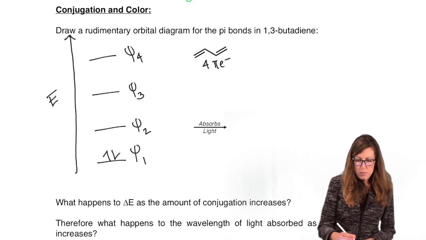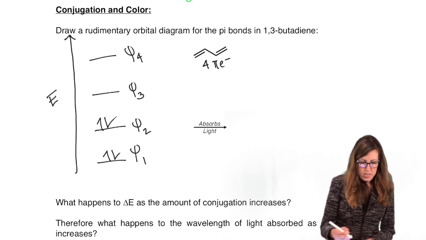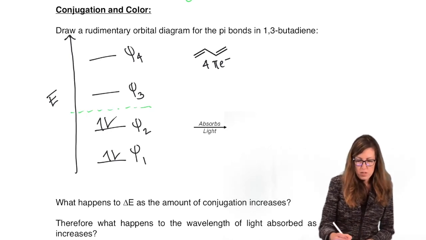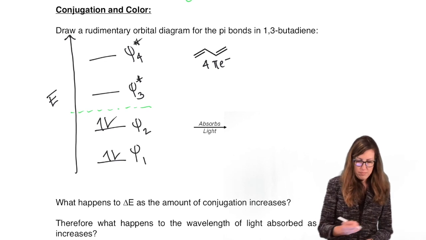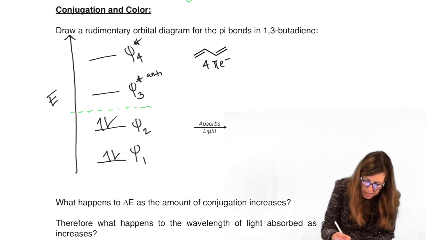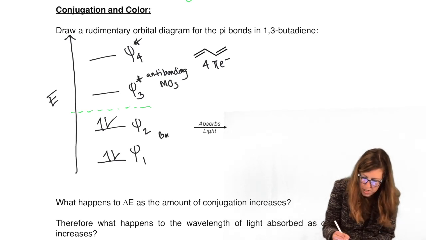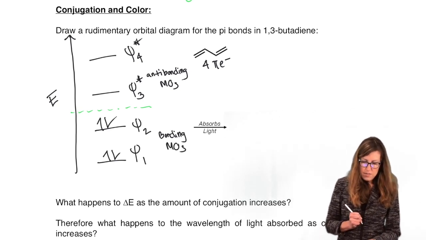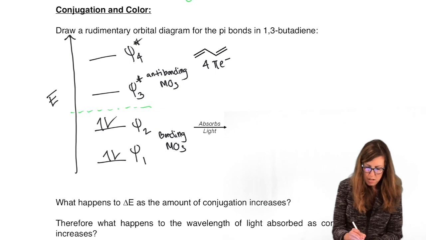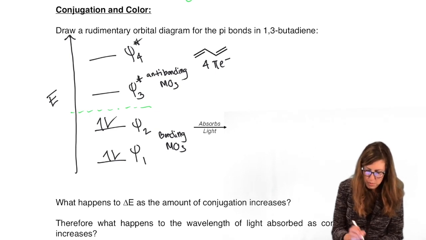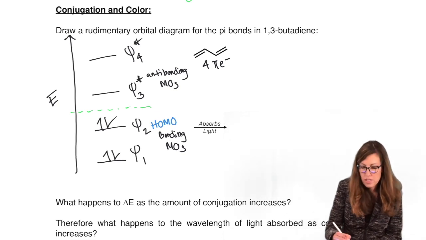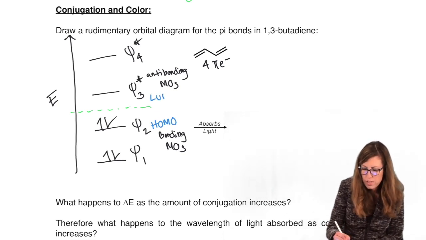So pair, spin up, spin down, spin up, spin down, which means we can say, okay, here's our line separating the bonding from the anti-bonding. I'll put anti-bonding MOs here, and below that line are bonding MOs. Then we have the energy difference that we could think about between the HOMO and the LUMO. So let's label the HOMO and LUMO. HOMO is the occupied one that's the highest. LUMO is the unoccupied one that's the lowest.